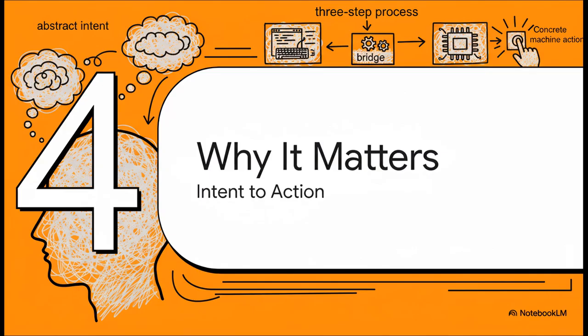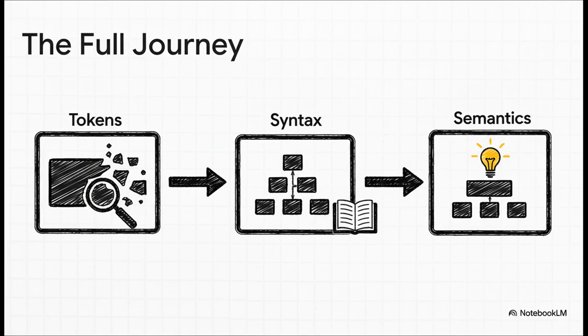So why does any of this matter? Why go through all this? Because this three-step process, tokens, syntax, semantics, this is the fundamental bridge between our creative, sometimes chaotic human minds and the cold, hard logic of a silicon chip. It's how a simple idea becomes a direct command. So let's just recap that journey real quick. First, the computer breaks our code into individual words and symbols, the tokens. Next, it checks if those tokens are arranged according to the language's grammar rules, the syntax. And finally, it analyzes that grammatically correct sentence to understand its logical meaning and purpose, its semantics.